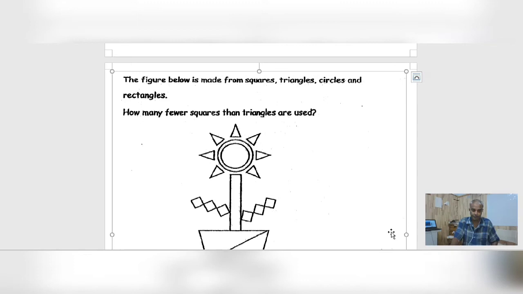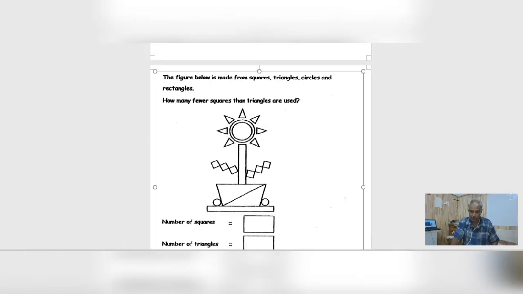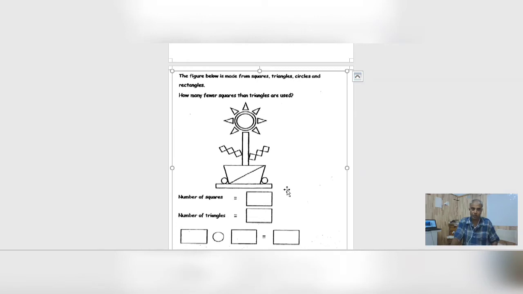So let's say, okay, this is the complete picture now. Now look at it. The figure below is made of squares, triangles, circles and rectangles. How many fewer squares than triangles are used? So you have to find out how many fewer. Less is for uncountable and fewer is for the countable one. That's why fewer is there. So how many fewer squares than triangles are there?